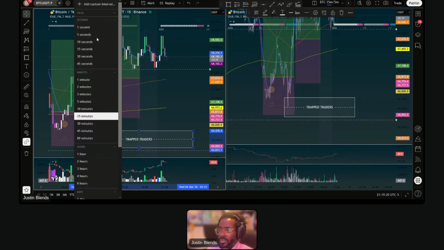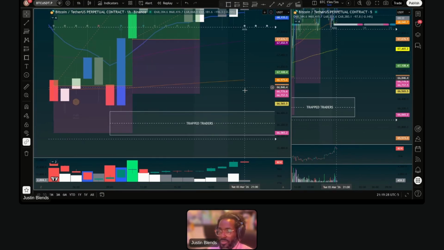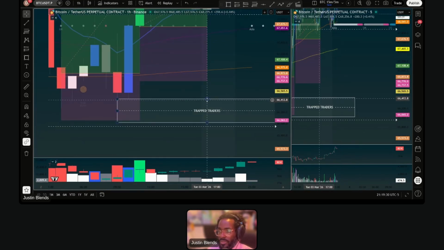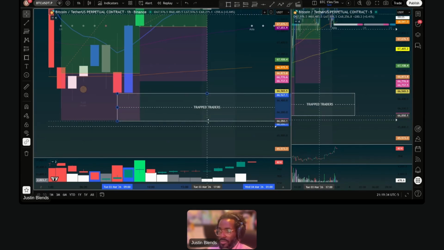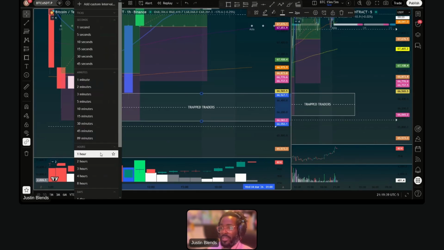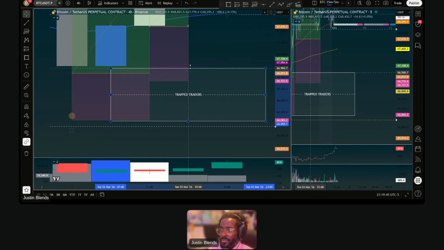So let me go to the 1 hour at least and see how big this wick is. So on the 1 hour, there are trapped traders up here, which is pretty strong. Let's go to the 4 hour and let's see if that section is even bigger. I think it is because we had so many vector candles up. Yeah. So the 4 hour has a lot of trapped traders.